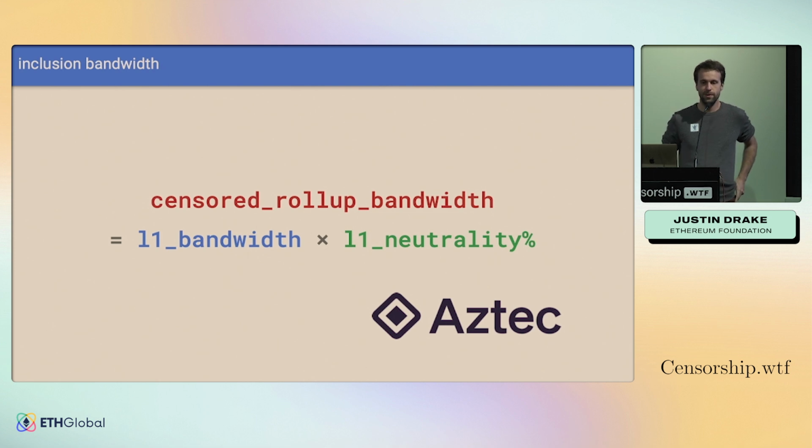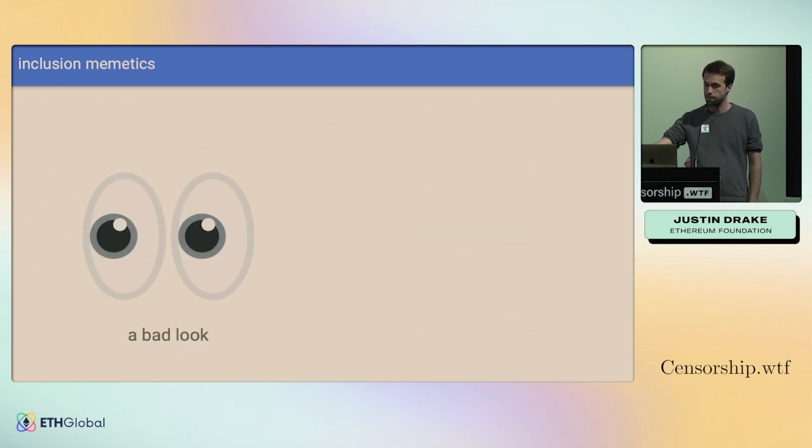Right? For inclusion latency, people will say, Bitcoin has a 10-minute block time, and so a few seconds of delay is not a big deal, and maybe that's the case. But for rollups and bandwidth, it's a huge issue.